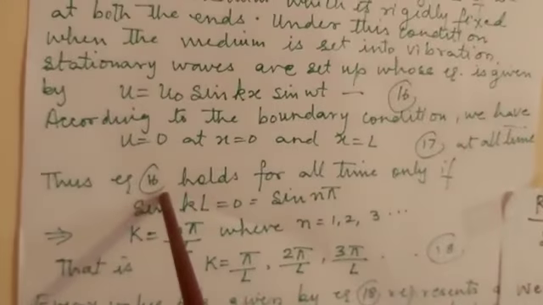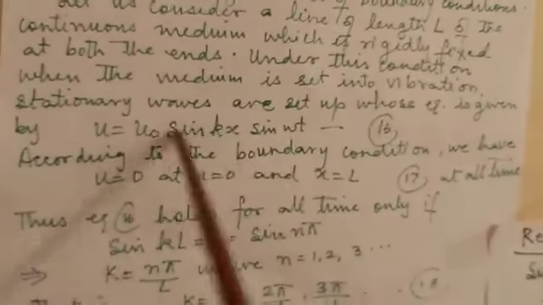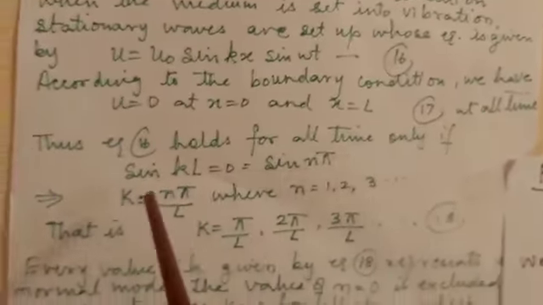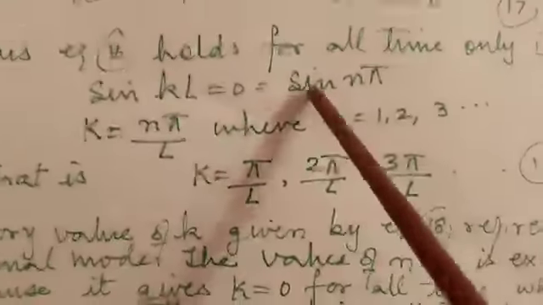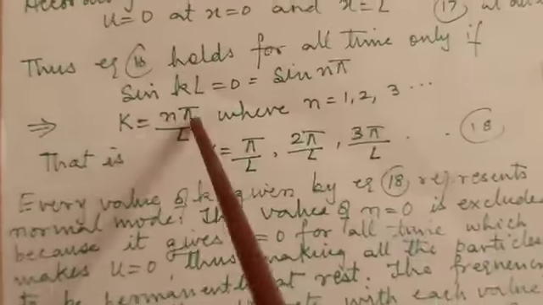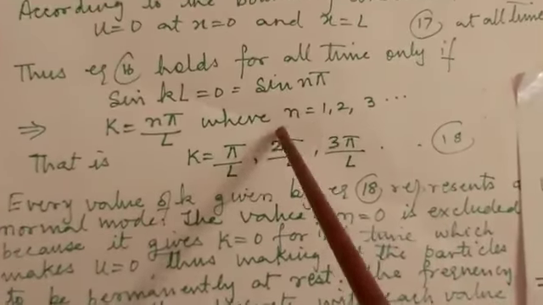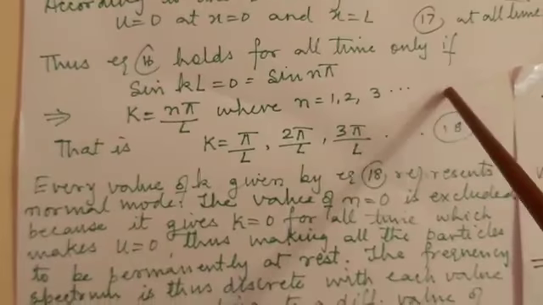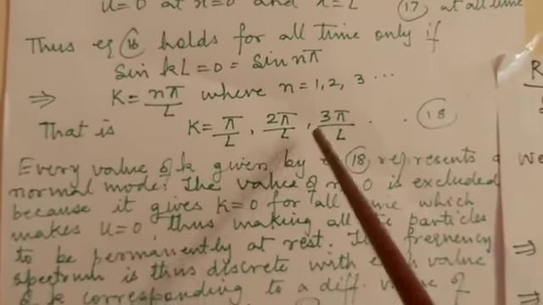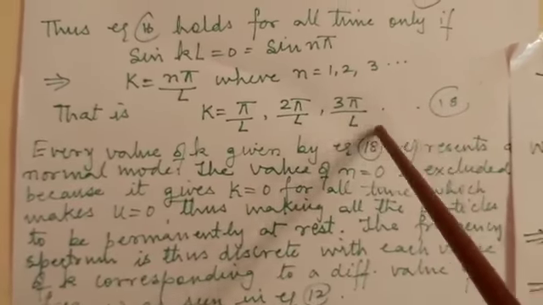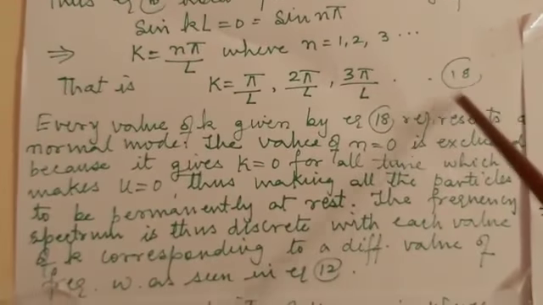Thus equation 16, ये जो है, holds for all time only if sin kL is equal to 0, that is equal to sin n pi. यहाँ से हमको मिल जाता है k is equal to n pi by L, where n is equal to 1, 2, 3 and so on. That is k is equal to pi by L, 2 pi by L, 3 pi by L, 4 pi by L and so on. Equation number 18.